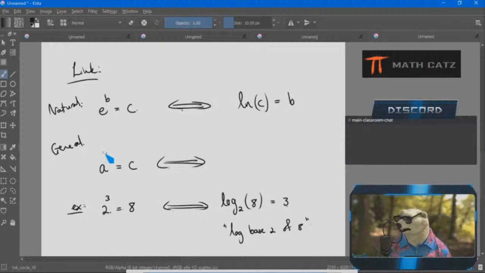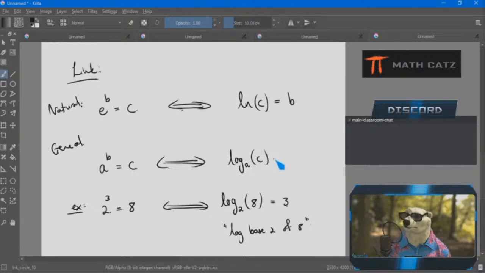So in general, I have some base. You give me a b. I calculate a to that power. I get a c. I get an answer. The logarithmic sentence says the base doesn't change. You tell me the answer that you want. I will give you the power of a that gets you that answer.